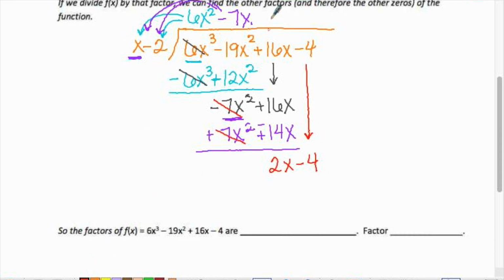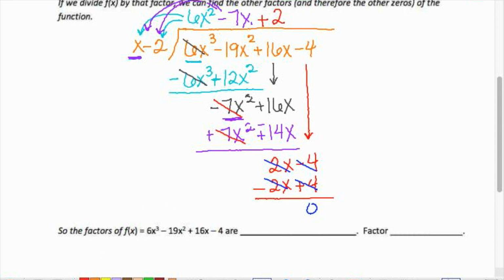So now x times what would give me 2x? That would be a positive 2, so we're going to put plus 2. So 2 times x is 2x, and 2 times negative 2 is negative 4. Draw your line, change your signs. Now the first two terms cancel as they should. In this case, negative 4 and 4 also cancel, leaving me with a remainder of 0.